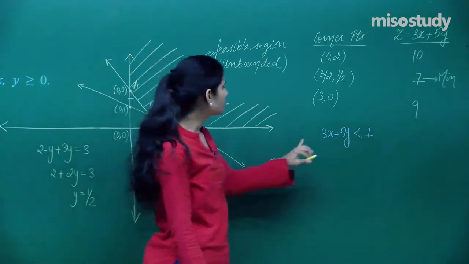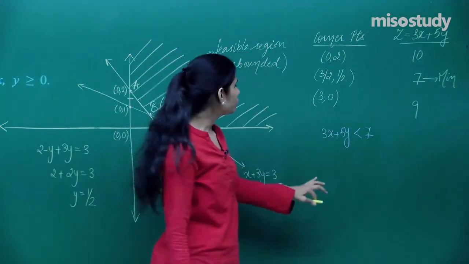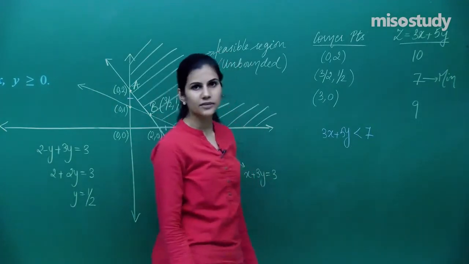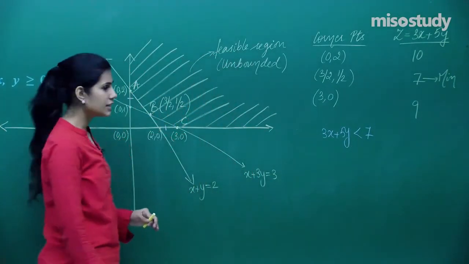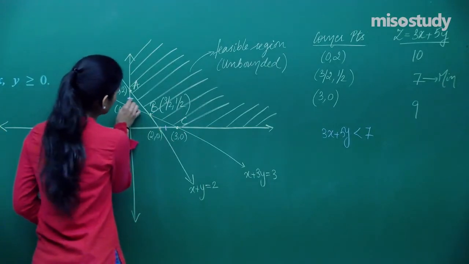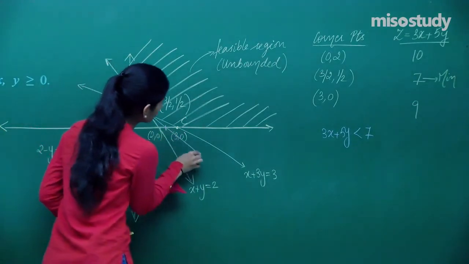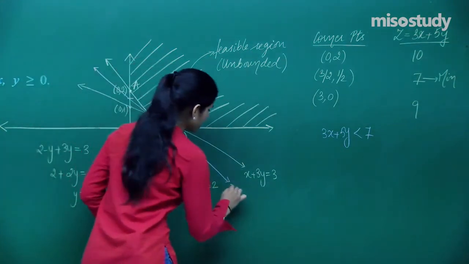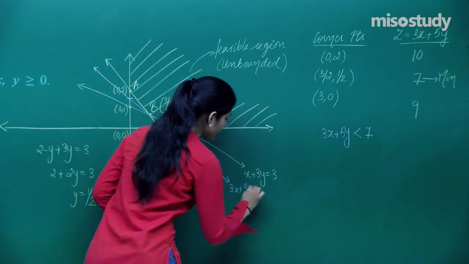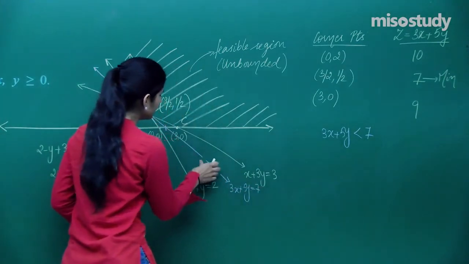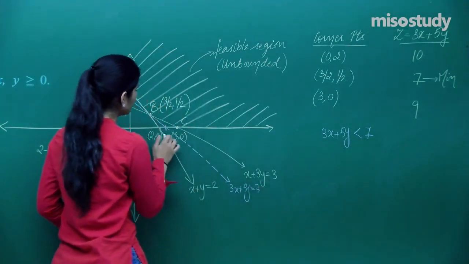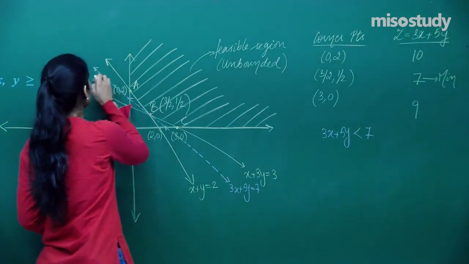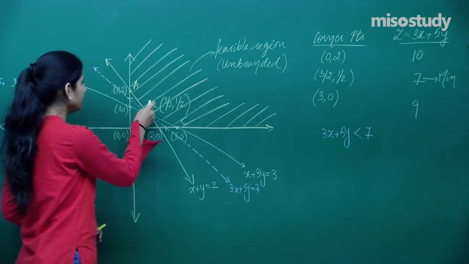If you put x equals 3 by 2 and y equals 1 by 2, you know 3 into 3 by 2 plus 5 into 1 by 2 gives you 14 by 2, which is equal to 7. That means 3x plus 5y equal to 7 is definitely going to pass through point B. So I have this as the line represented by 3x plus 5y equal to 7, which is clearly going to be a dotted line because I am not interested in the points lying on this line. Is it clear?